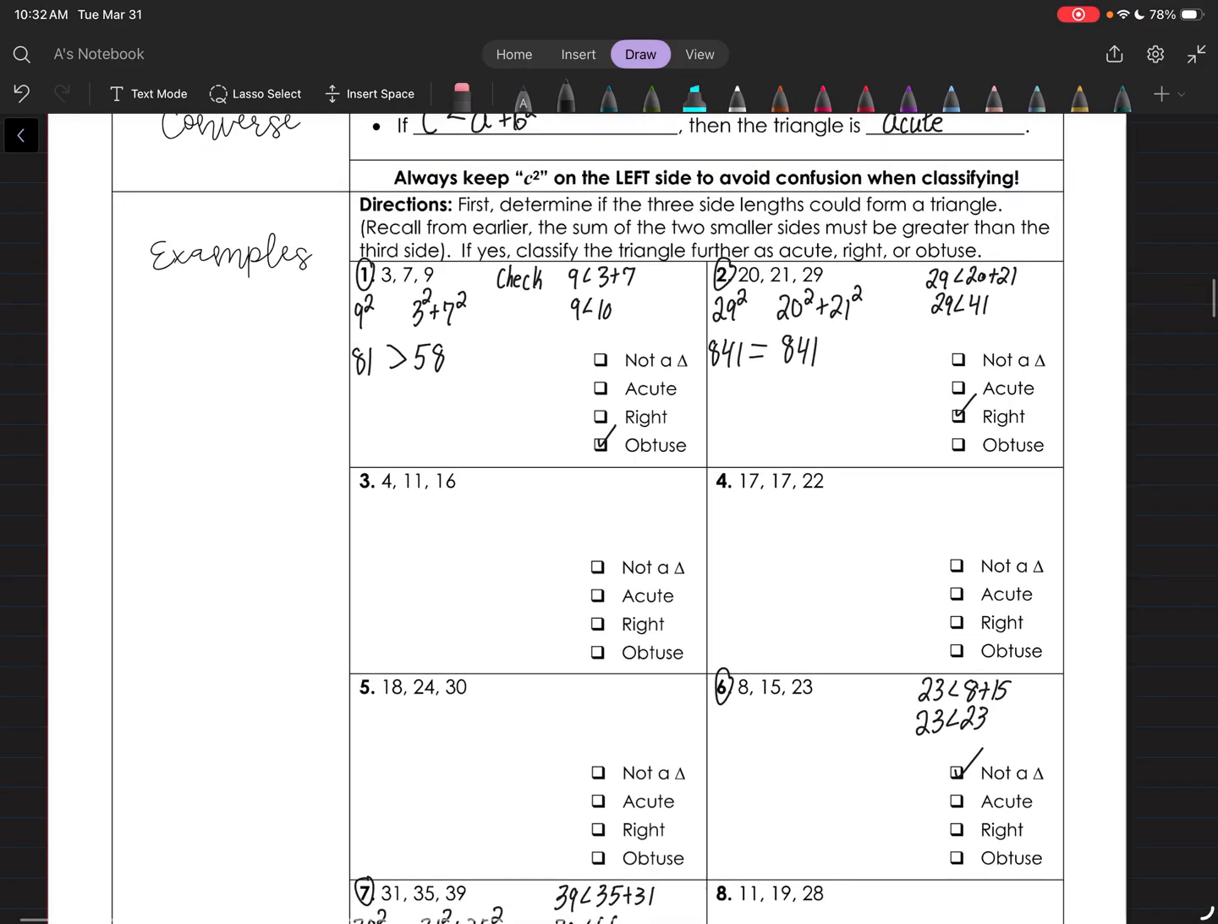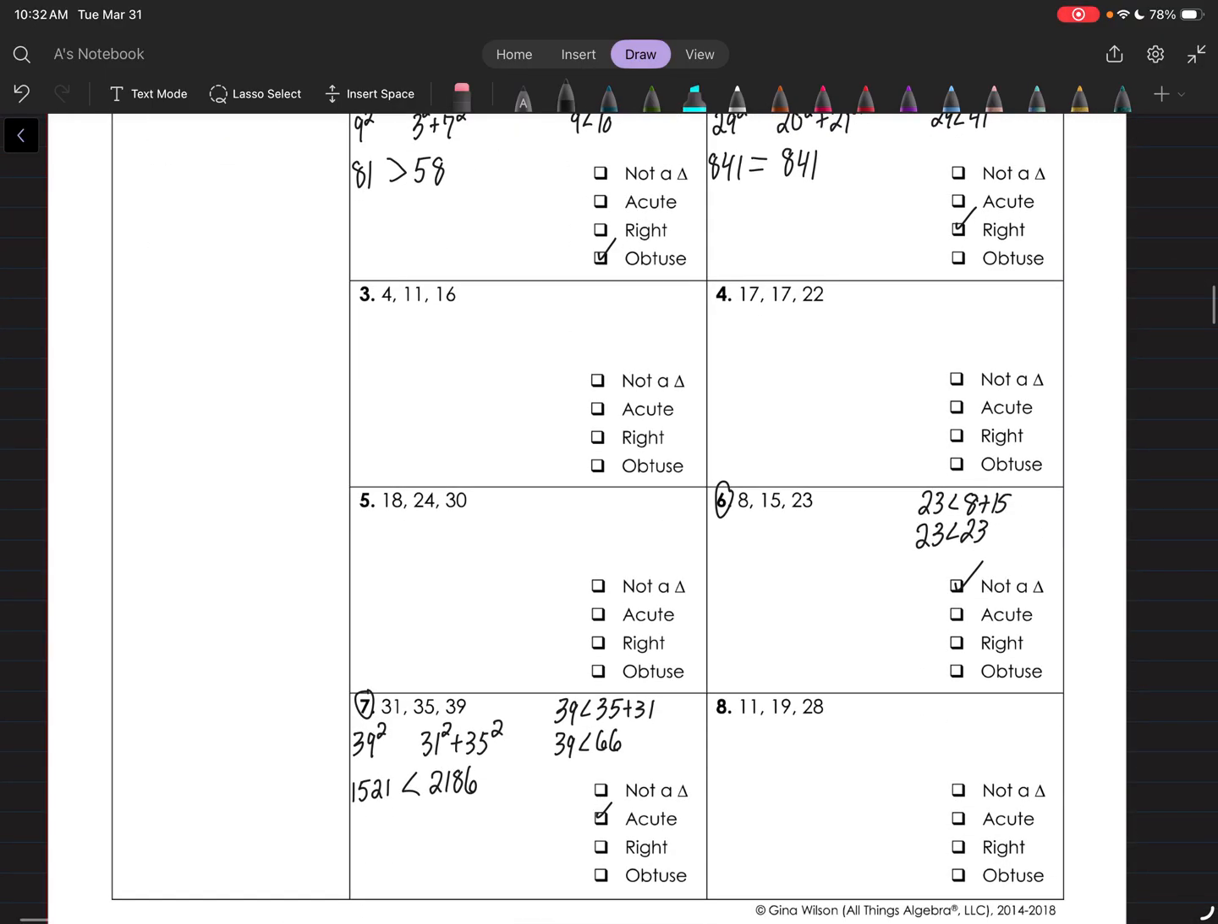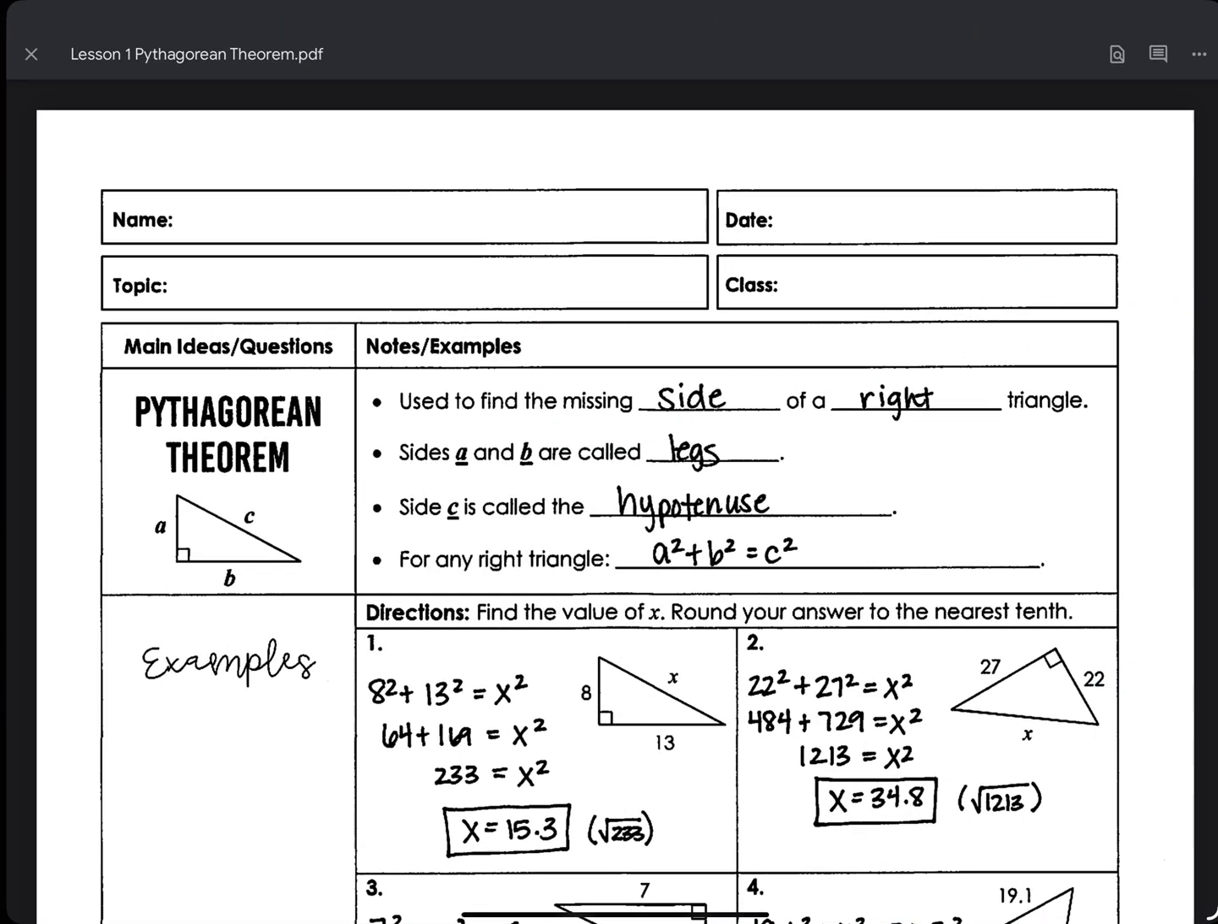Okay. Let's try problems 3 through 8. Here's your answers.